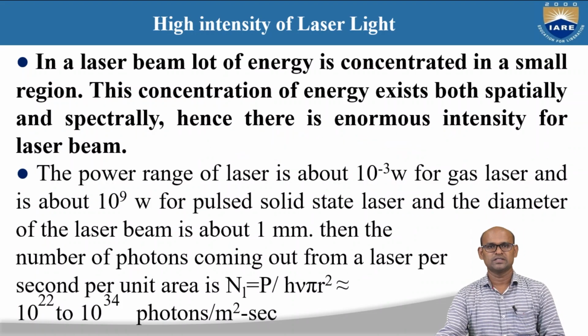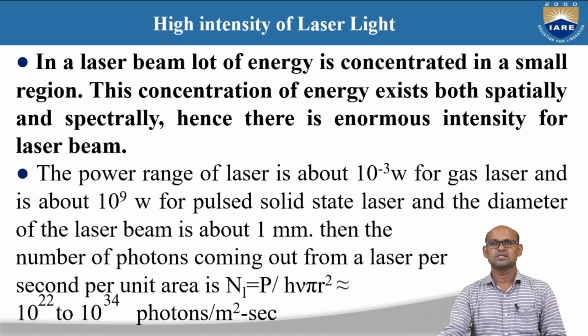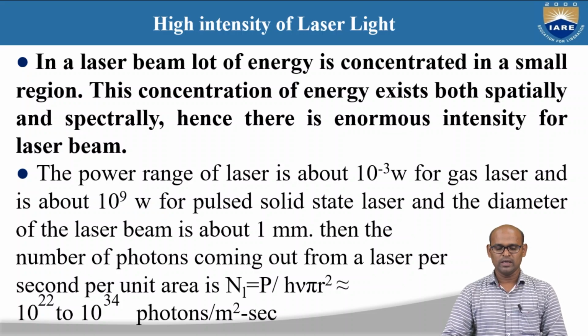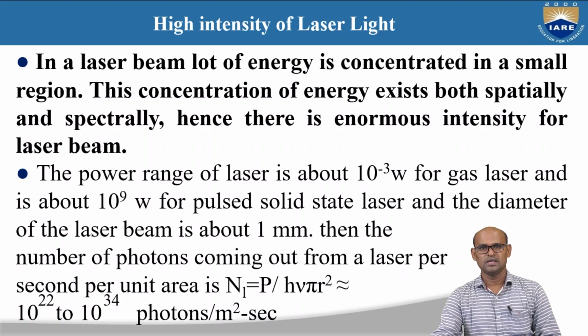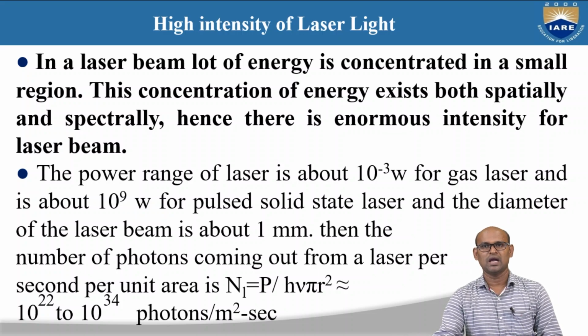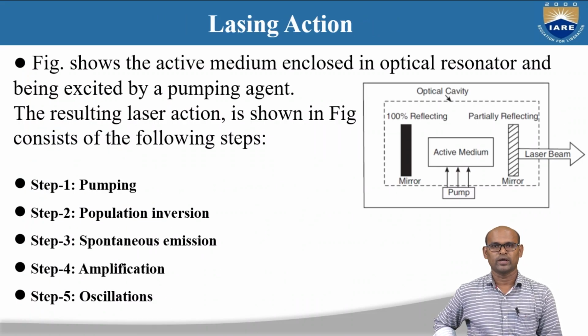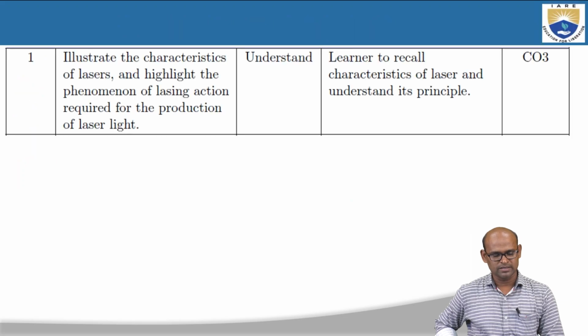High intensity of laser light. In a laser beam, a lot of energy is concentrated in a small region. This concentration of energy exists both spatially and spectrally. Hence, there is enormous intensity for a laser beam. Because the laser beam is narrow in width and a lot of energy is concentrated in a small region, you get high intensity of this laser beam. So that is to know what the characteristics of a laser beam are.